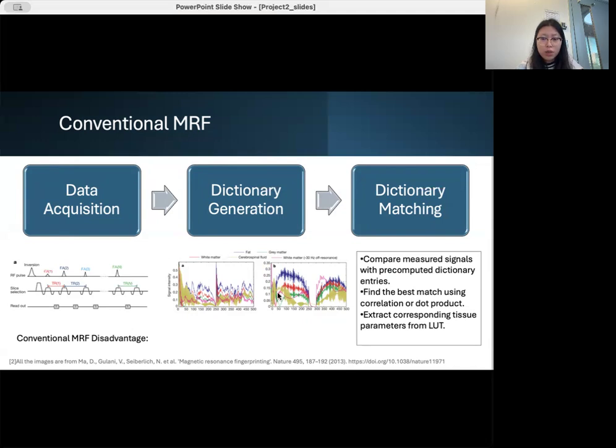Here is why we could use a dictionary to recognize different tissues. Each tissue type has characteristic T1 and T2 values, and thus each signal evolution is different, which confirms that it is possible to satisfy this fundamental assumption in MRF. The dictionary matching contains these steps.